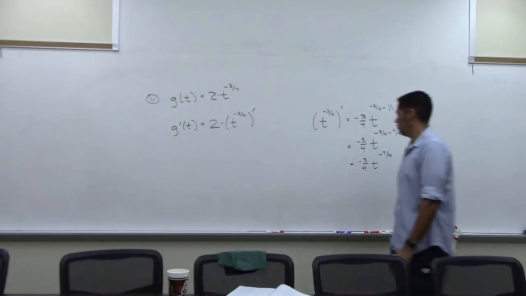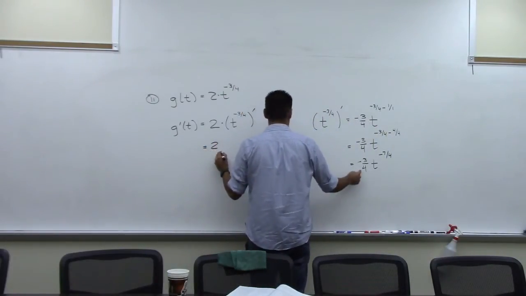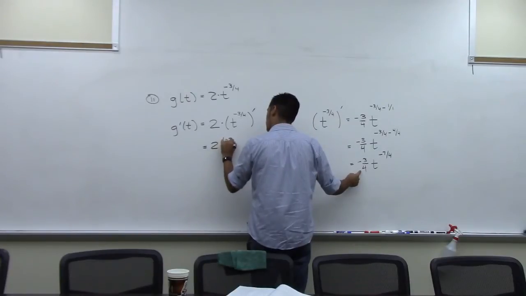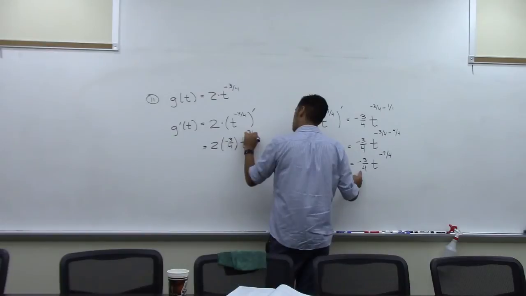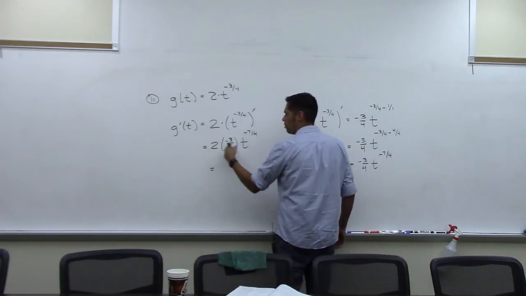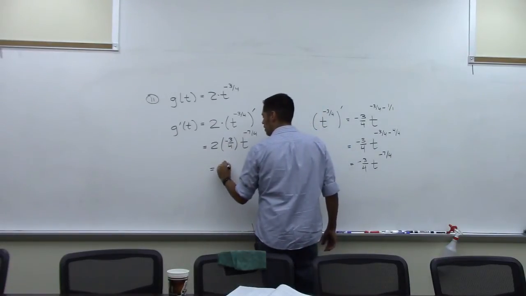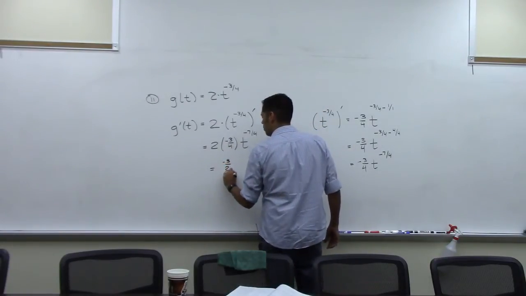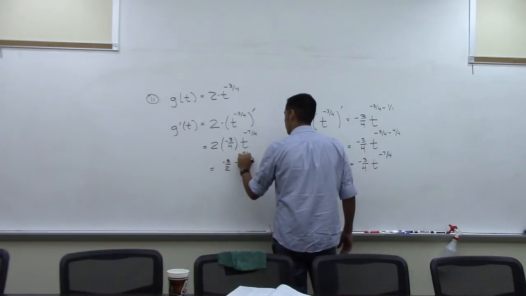And that's it. So we come back here, we've got 2, and then we have times negative 3/4, and then t to the negative 7/4. And I can put these two together, multiplying this, I get negative 6 over 4, it reduces, so you get negative 3 over 2, negative 3 halves, t to the negative 7/4.